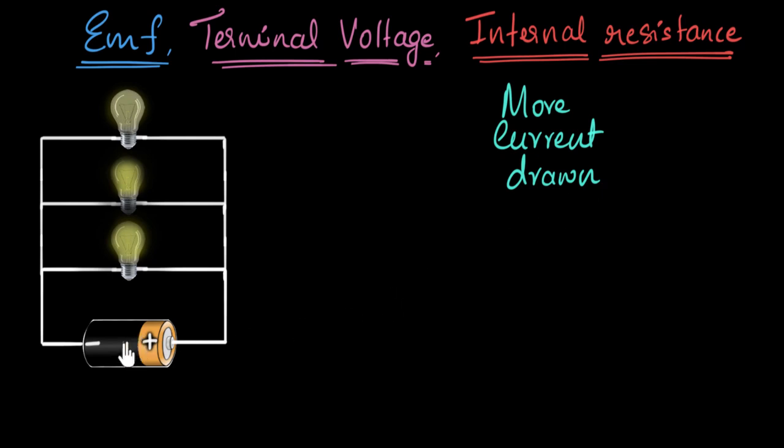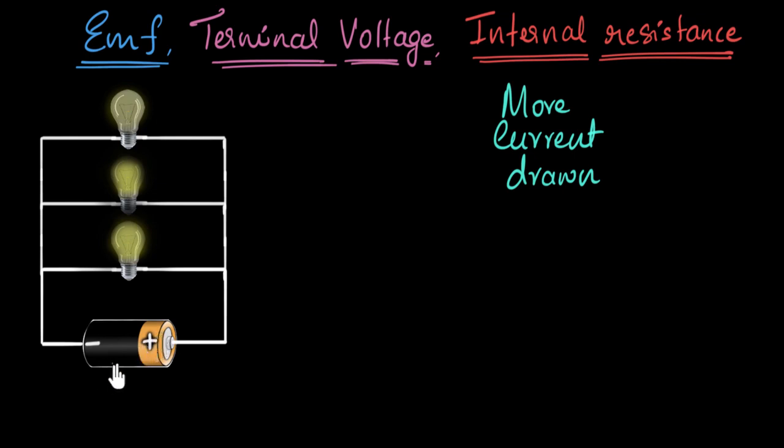Another way to see why more current gets drawn from the battery is to think about this. When you attach more bulbs, more resistors, in parallel, the effective resistance decreases, right? And so as the effective resistance decreases, more current gets drawn. Anyways, with more bulbs, more current gets drawn from the battery. All right, what happens because of that?